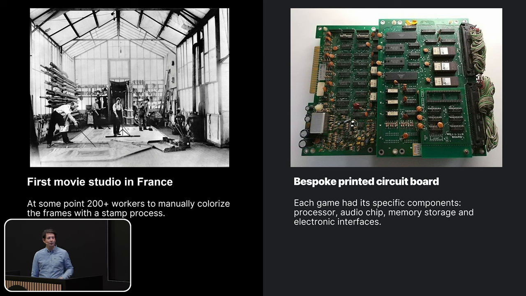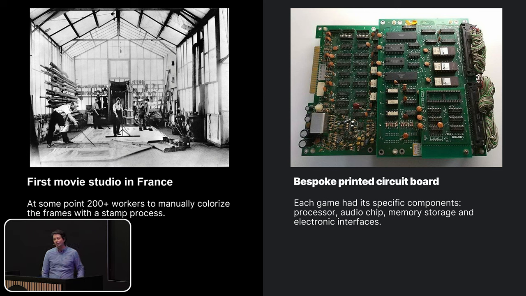And at some point, because color didn't exist at the time, Méliès had more than 200 workers manually colorizing each frame of each copy of his movie with stamps, frame by frame, for each copy of the movie. So very heavy craft to be able to generate that image.